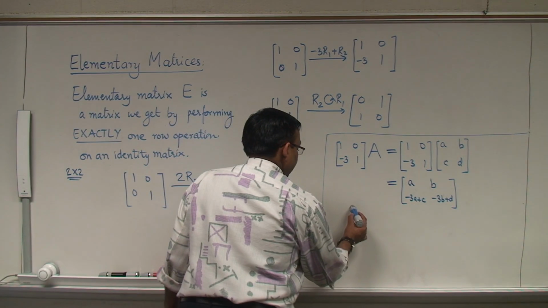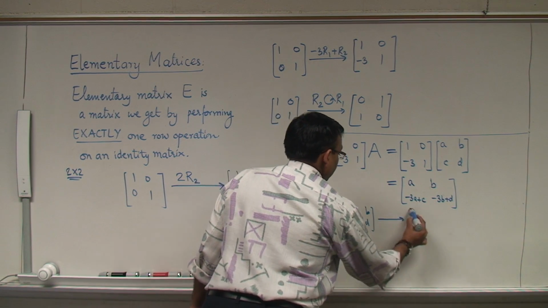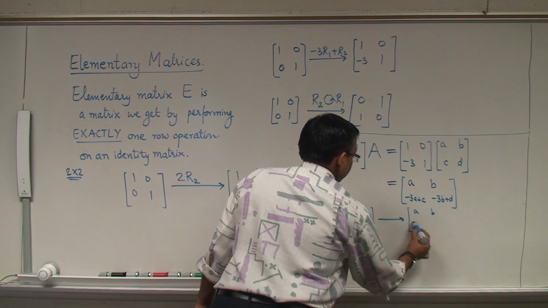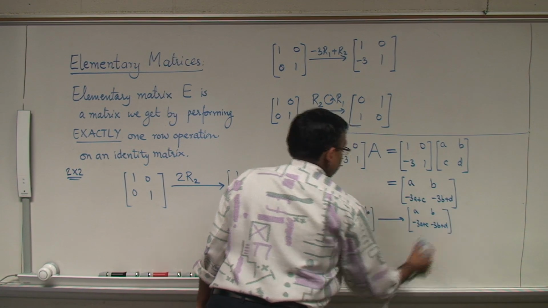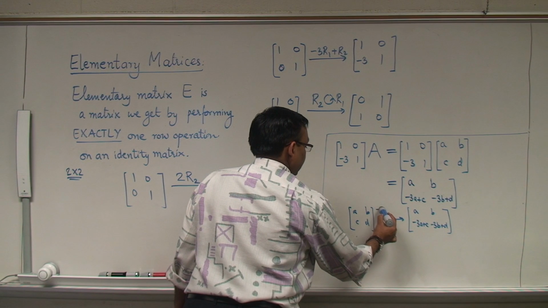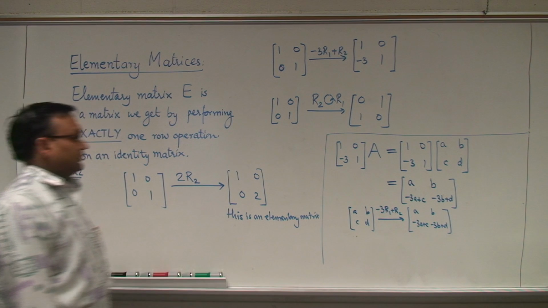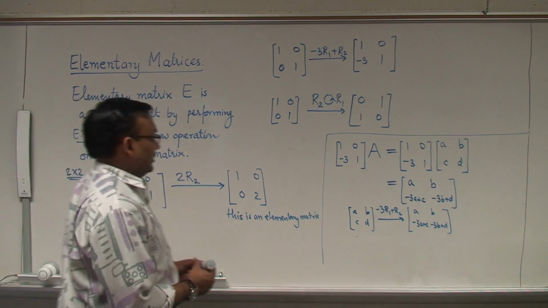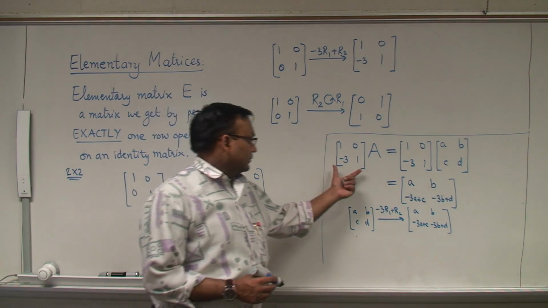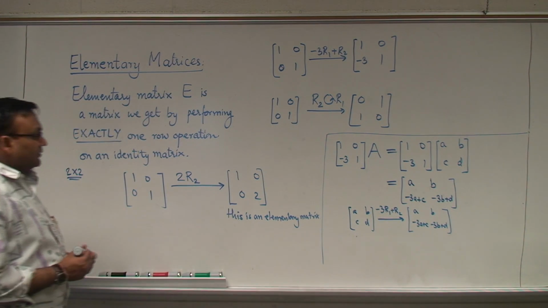If I start with the matrix A, B, C, D, and I ask you, what should I do to get this matrix A, B, minus 3A plus C, minus 3B plus D in terms of row operation, probably you would say minus 3 times R1 when added to R2 will give me the matrix on the right hand side. So what is the effect of multiplying by an elementary matrix on the left? It helps you perform exactly one row operation on your matrix. Try it with other matrices also.